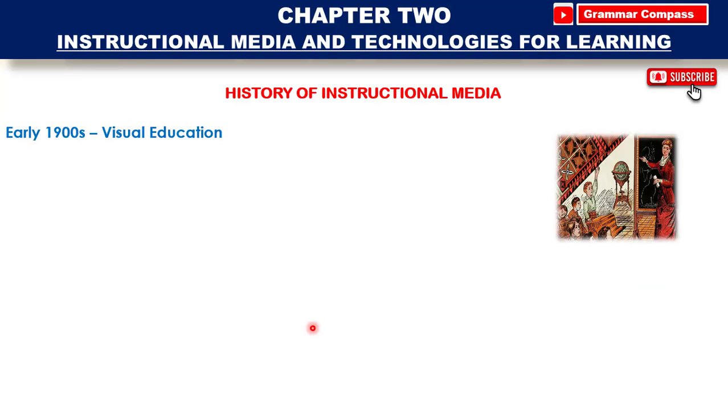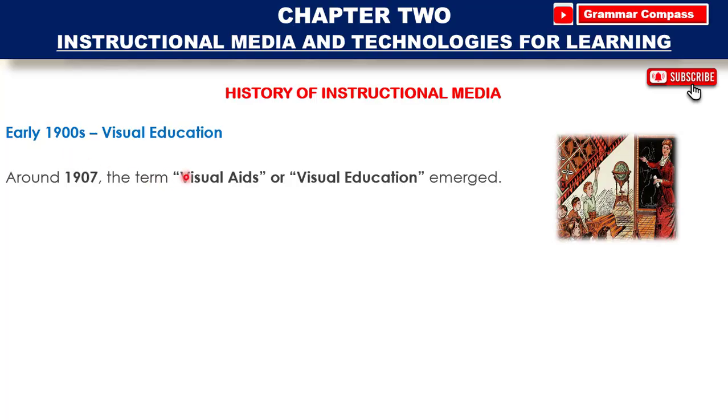Let us discuss history based on time, starting from early 1900s. What was used as the principal instructional media in the 1900s? Take notes because this section is examinable. Back then, around 1907, the term visual aids or visual education emerged. This idea was simple: if students could see what they were learning, they would understand it better.